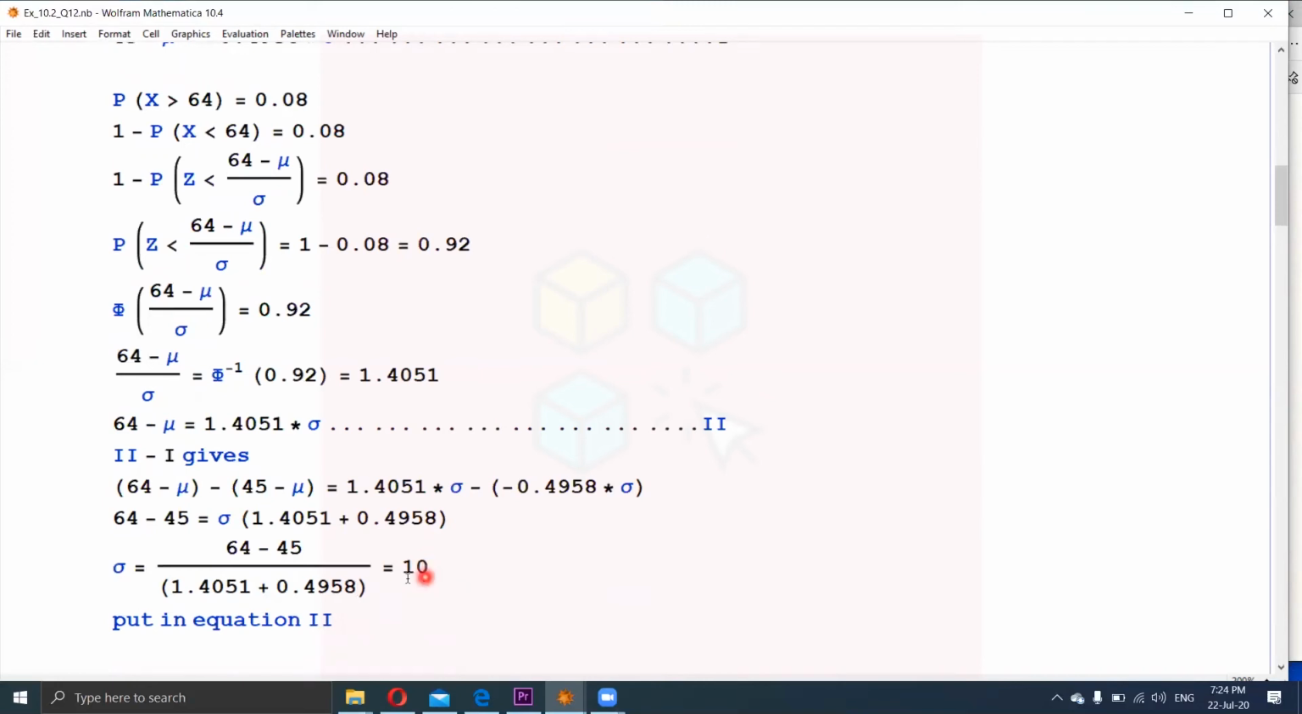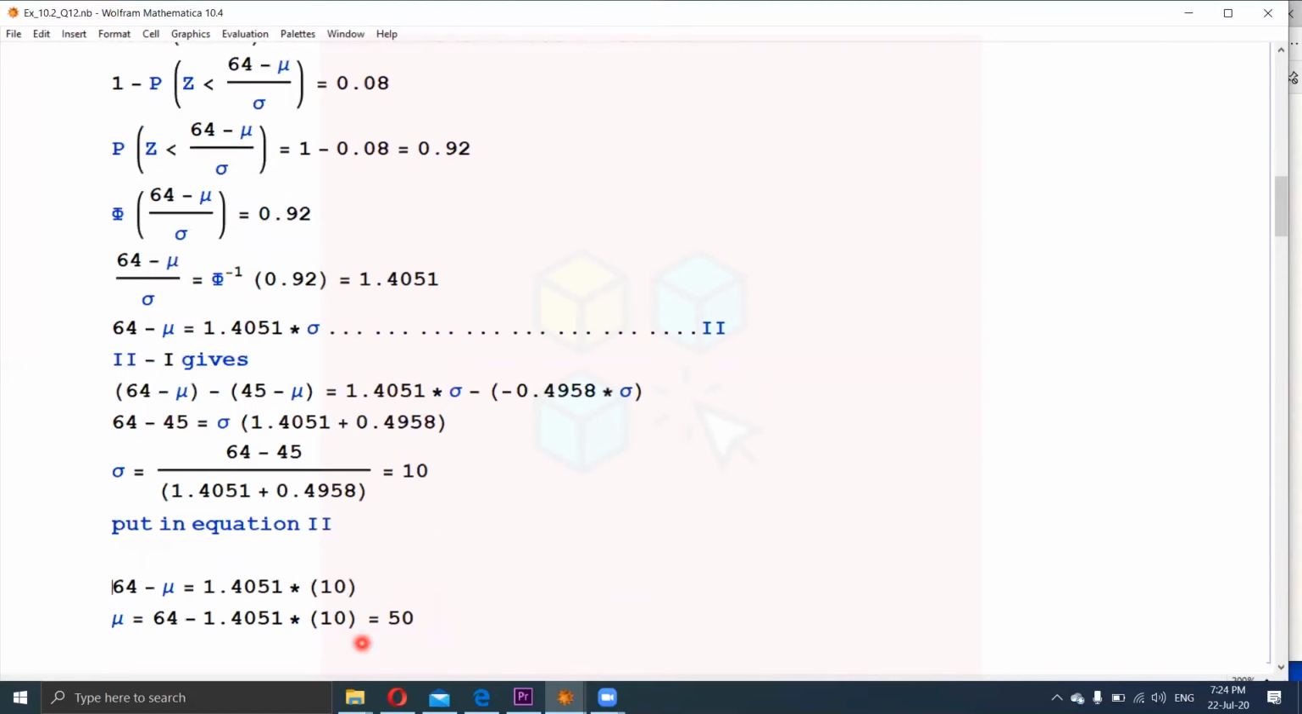Once sigma is obtained, we can substitute its value in equation 1 or 2 and get the value of the parameter mu. So we are substituting this in equation 2. 64 minus mu is equal to 1.4051 into sigma, and sigma is replaced here by 10. And for solving this equation, we will have mu as 50.